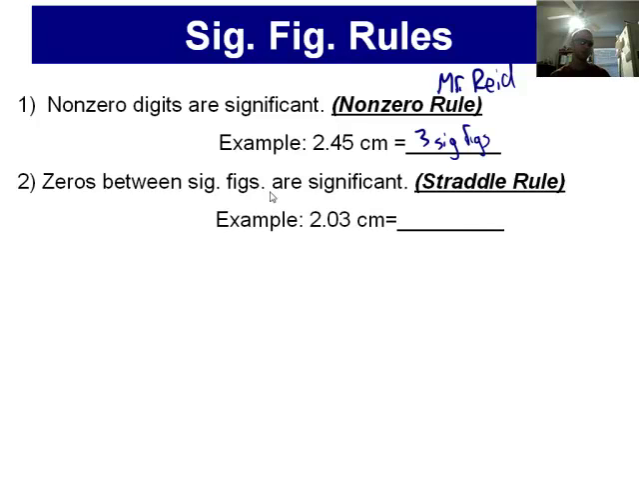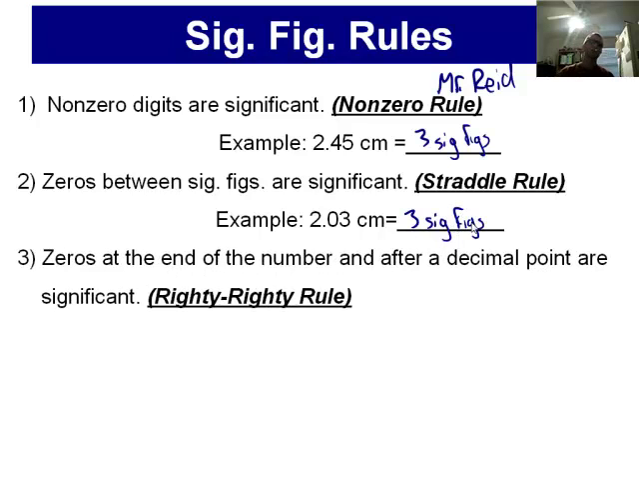So, for example, if I was to measure a different length and report it as being 2.03 centimeters, this 2 and the 3 are significant. The 0 in between, then, therefore, is also significant. So this number has got 3 significant figures, digits that I know exactly.